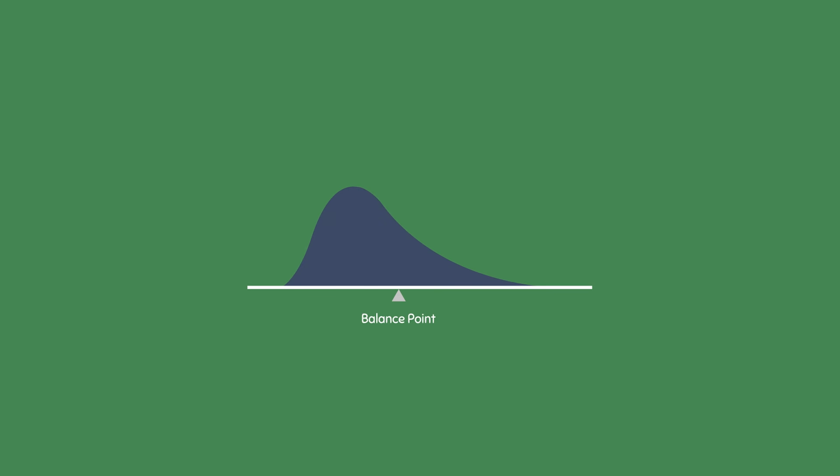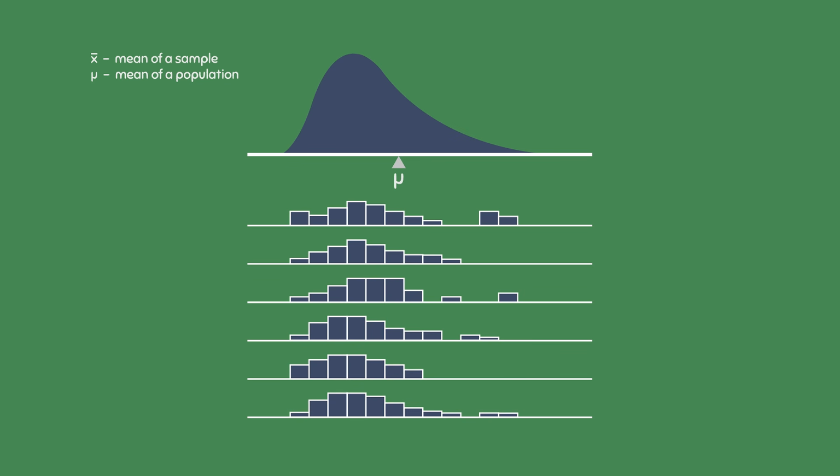Now recall that the average or mean is the balancing point of a dataset. X bar represents the mean of a sample and mu represents the mean of a population. If we were to create a sampling distribution, we would need to take multiple samples and calculate the x bar of each sample. So let's do that. For the first sample, if we calculate x bar, it would be around here. For the second sample, x bar could be here. And for the third sample, x bar could be right here, and so on and so forth.